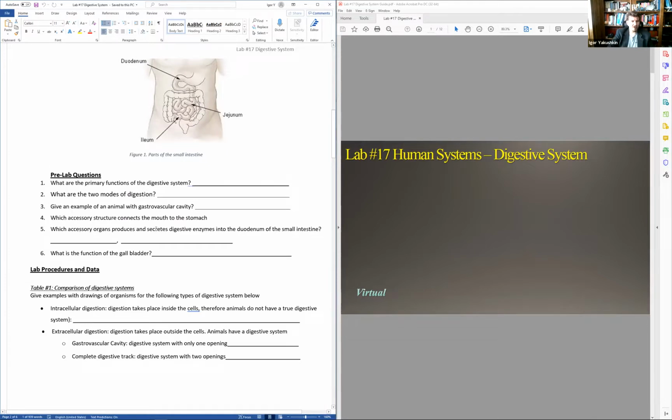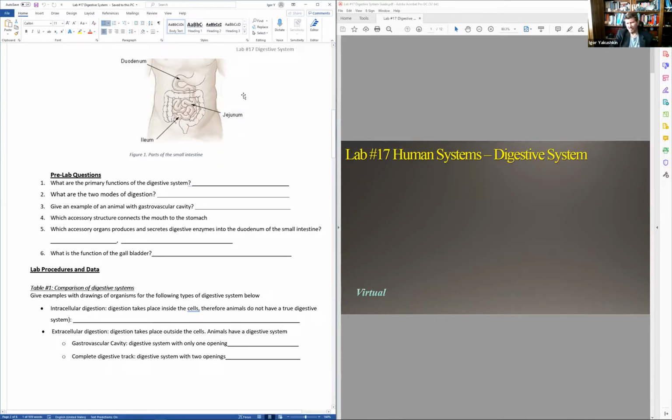Which accessory organs secrete digestive enzymes into the duodenum, the first part of the small intestine? And then the largest one is the jejunum, and then the very end of that is known as the ileum. So we have two major ones. It would be the liver, which secretes bile, which will be stored in the gallbladder, but it's coming from the liver, and then it will be injected into the duodenum. And then we have right here the pancreas. We just talked about that. So liver and the pancreas.